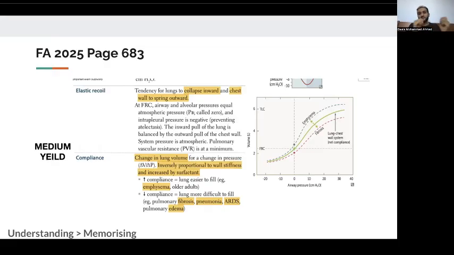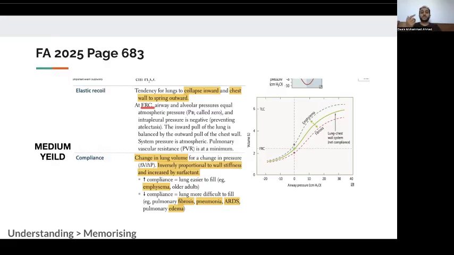And FRC stands for functional residual capacity. Functional residual capacity is the capacity at which we have only the expiratory reserve volume and the residual volume. So essentially, at this moment, you're not inhaling or exhaling. So this is a proper equilibrium, where the airway pressure and the alveolar pressure are equal.